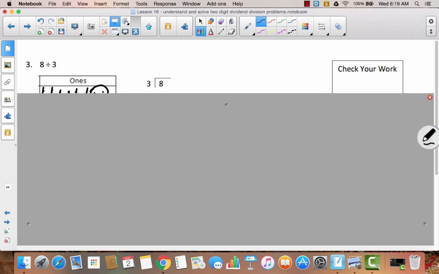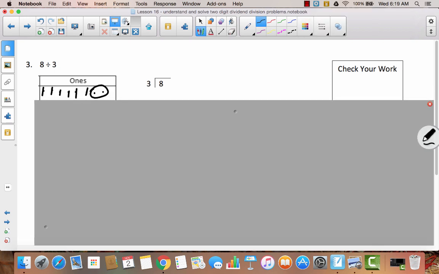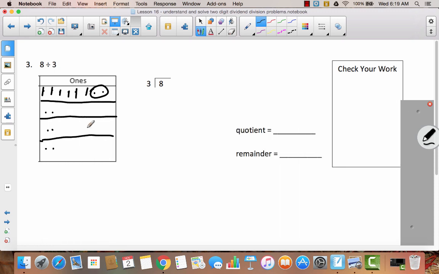Okay, so when I got ready to distribute my ones, I went ahead and ended up with 2 in each group, and I had 2 left over. So now I'm going to show that in my long division. I took 8 ones and I put them into 3 groups. How many were in each group? Well, there were 2 in each group, so my quotient would be 2. I used 2 3 times, 2, 4, 6. So I'm going to subtract 6, and what I have left is 2. And that shows that I had a remainder of 2. So my answer is 2, remainder 2.